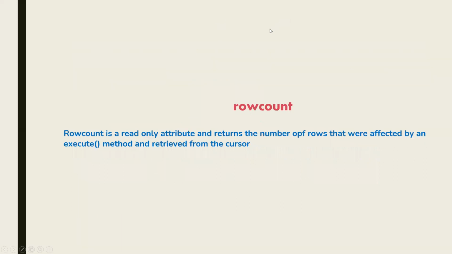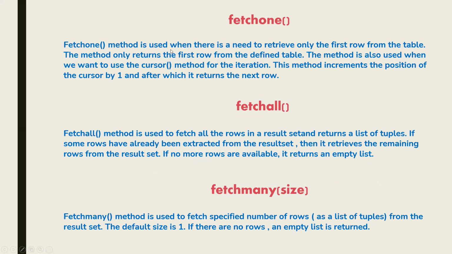Fetchone. The fetchone method is used when there is a need to retrieve only the first row from the table. The method only returns the first row from the defined table. That is, if we have any table, then only the first record will be fetched if we use the method fetchone. However, once that first record is fetched, this method increments the position of the cursor by 1.